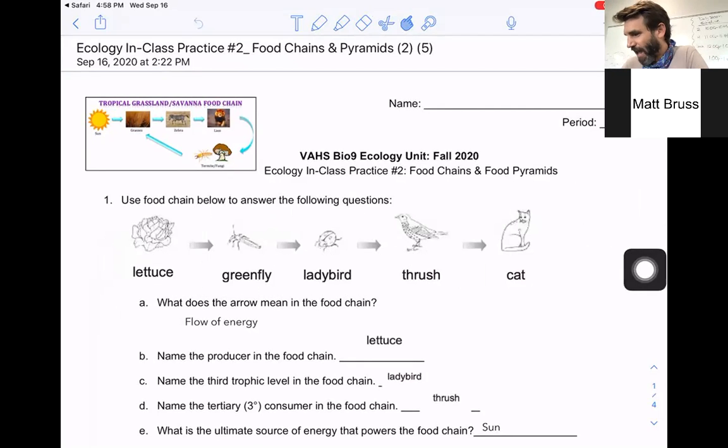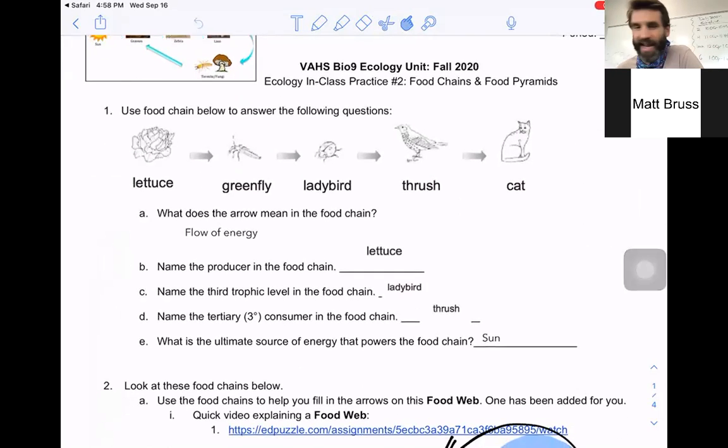And that actually got at our first question here. What does the arrow mean in a food chain? It means that's the way energy flows, right? A kind of silly way that they say in one of the Amoeba Sisters videos is you can imagine the arrows going into the mouth of the thing that's eating the food. But scientifically, that's the way the energy flows.